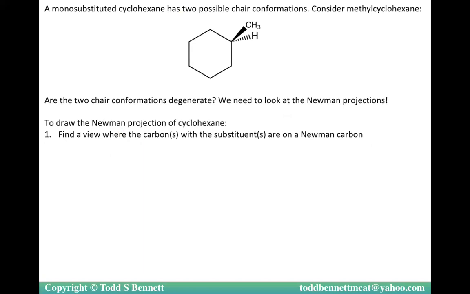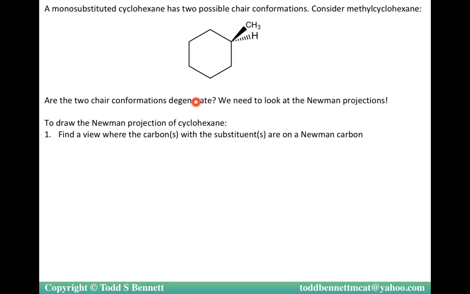Again, this comes with just experience. So let's go ahead and do a couple questions. A monosubstituted cyclohexane has two possible chair conformations. Consider methylcyclohexane. So here's cyclohexane, a six-membered ring, and it has a methyl. I could have picked any carbon I wanted. That could have been the methyl carbon, whatever it was. We just have to pick this one here. Nothing special about it. And nomenclature-wise, it's defined because the methyl is the first carbon.